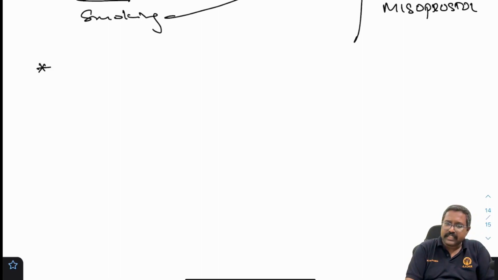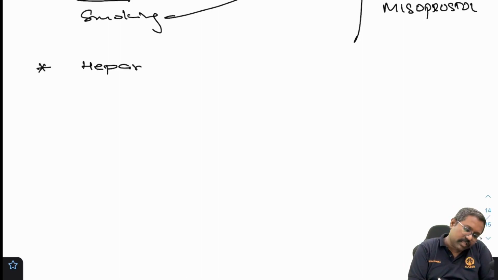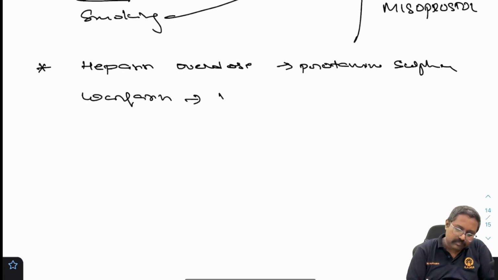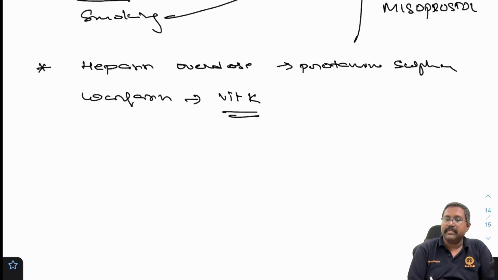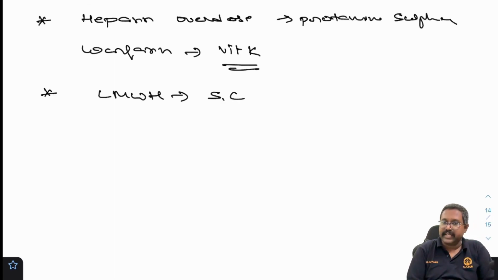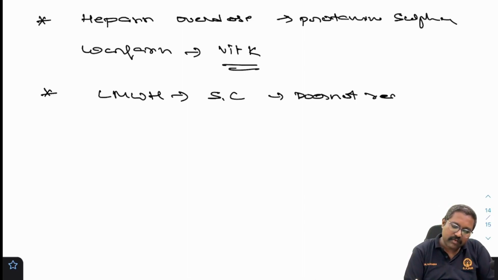Then there are some of the drugs you should remember, which is the antidote for heparin overdose. You give protamine sulfate. For the warfarin overdose, you give vitamin K supplementation. So which is the route of administration of low molecular weight heparin? It is through the subcutaneous route, and it does not require monitoring.